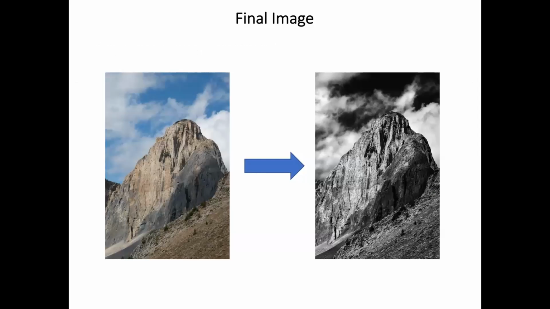So this is the rough process of how I took this color image and turned it into what I like to feel is a nice black and white image with full tonal contrast in it. And it really showcases the highlights and the shadows of Mount Wapta.